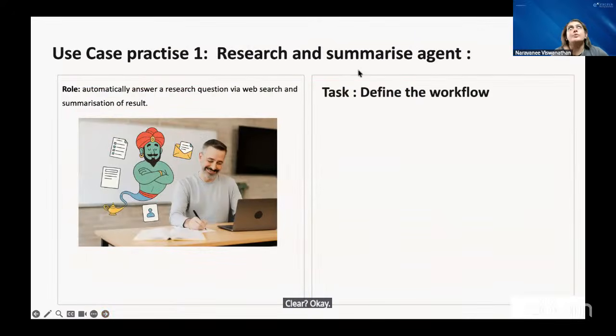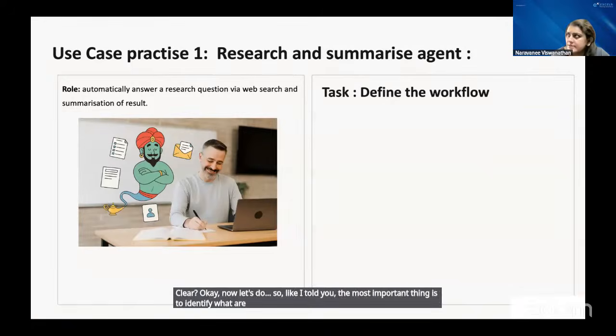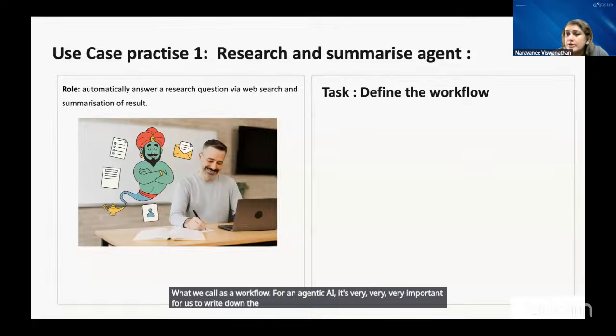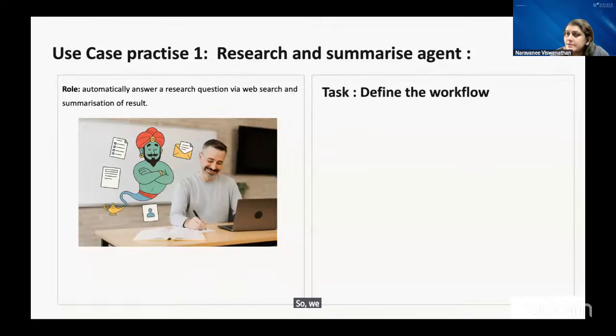Okay, now let's do, like I told you, the most important thing is to identify what are the different tasks. And number two is you basically need to then write it down, what we call a workflow. For an agentic AI, it's very, very important for us to write down the workflow. Okay, so we are going to practice this.